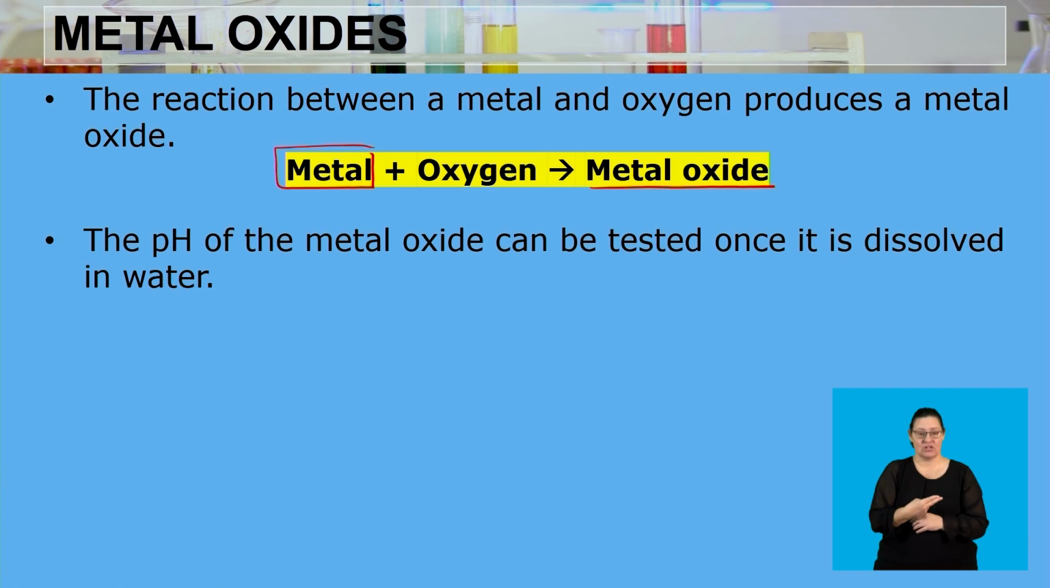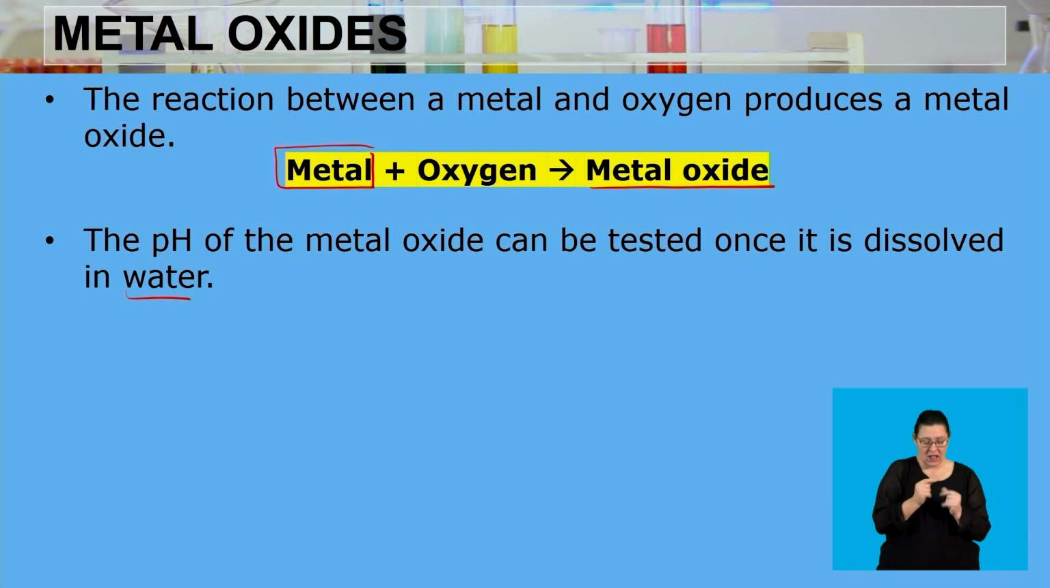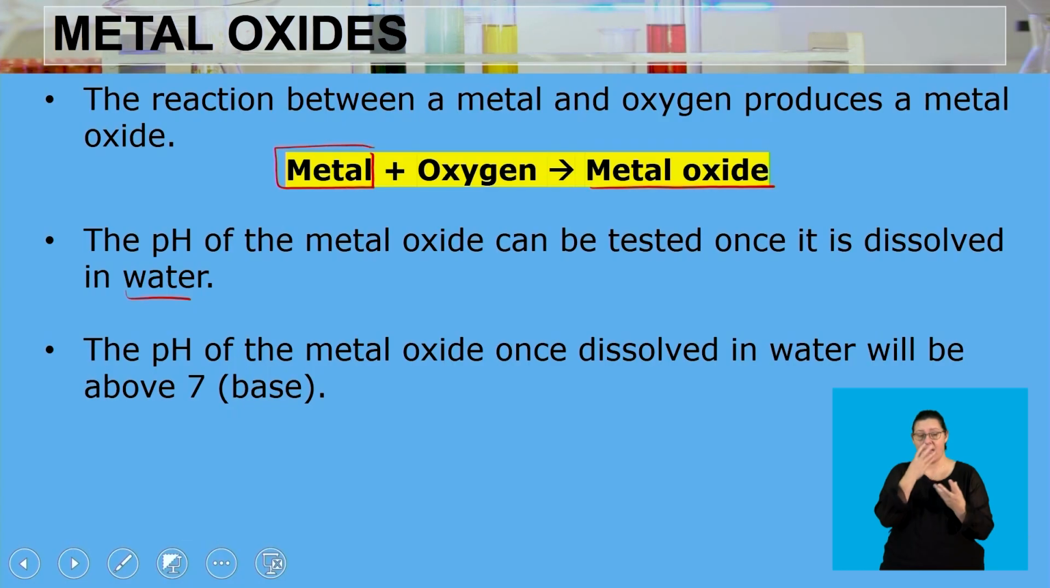The pH of a metal oxide can be tested once it is dissolved in water. Because in most cases our metals are solids, we cannot really check whether that metal oxide is acidic or basic. We need to dissolve it in water first so that we can test the solution. And remember, to test the solution, we're going to be using indicators, which help us to determine whether the substance is acidic or basic.